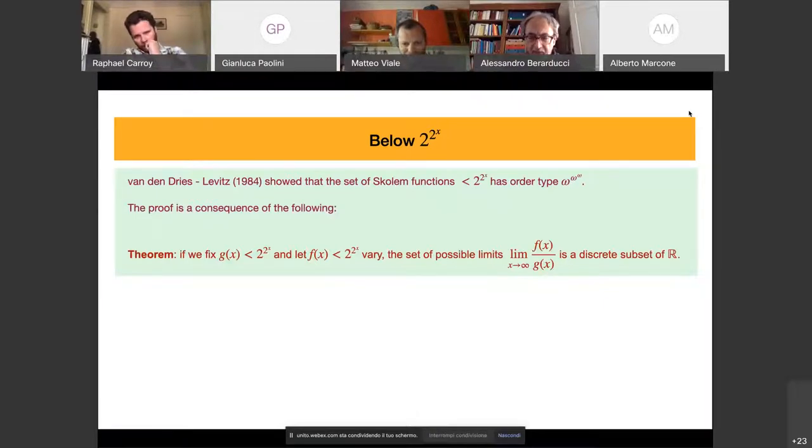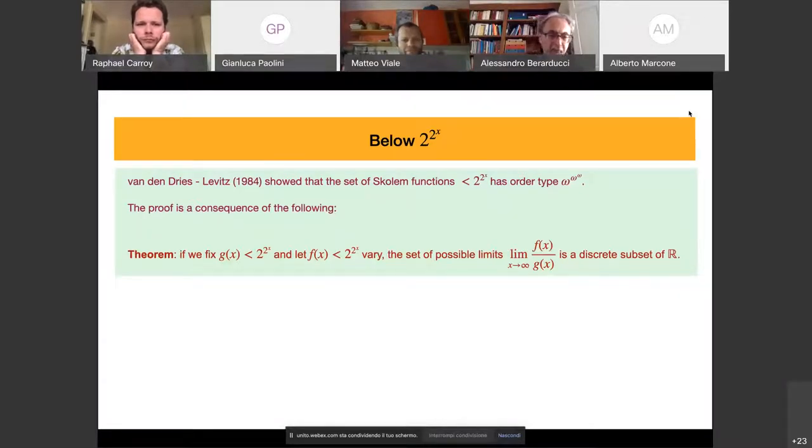So in some sense, this says that in the Archimedean class of g, there are only omega Skolem functions below 2 to the 2 to the x. So if you divide the Skolem functions in Archimedean classes, in each Archimedean class, you know that there are only omega things. But this works below 2 to the 2 to the x. The result of Van den Dries and Levitz doesn't extend in general, but we are going to prove that exactly the same theorem holds in general.